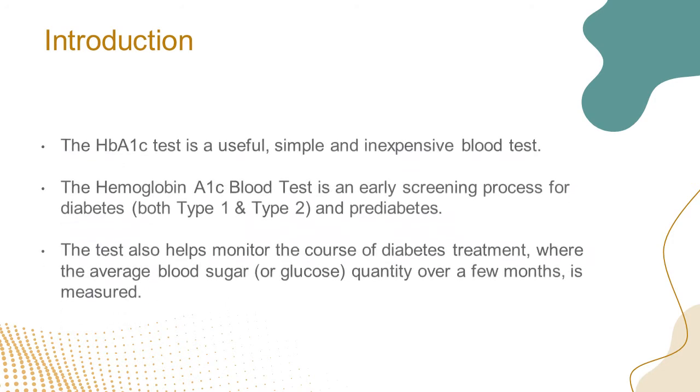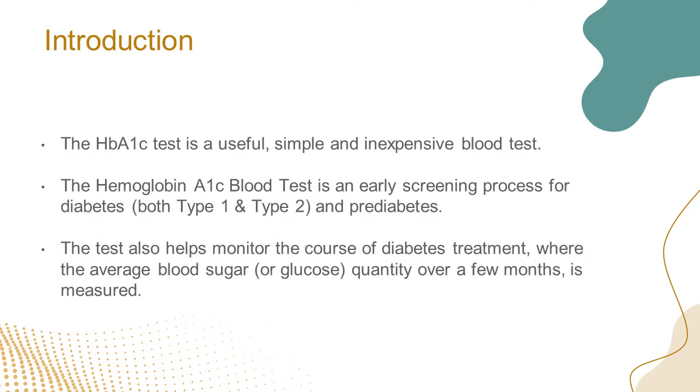Introduction: the hemoglobin A1c test is a useful, simple, and inexpensive blood test. The hemoglobin A1c blood test is an early screening process for diabetes, both type 1 and type 2, and prediabetes. The test also helps monitor the course of diabetes treatment, where the average blood sugar or glucose quantity over a few months is measured.